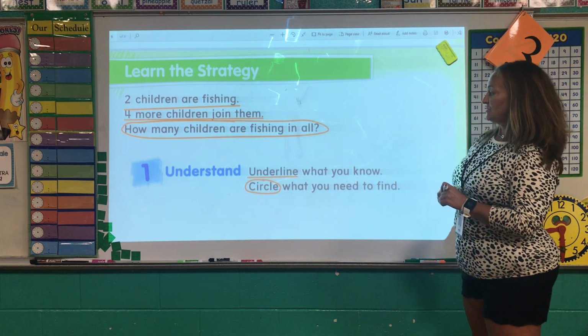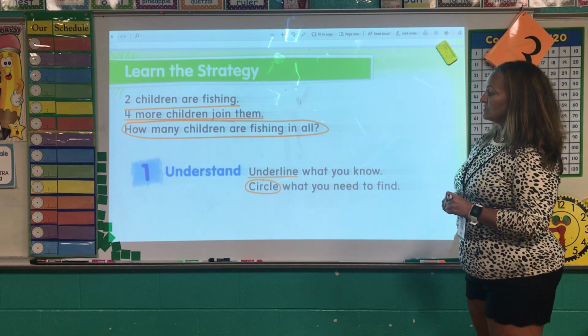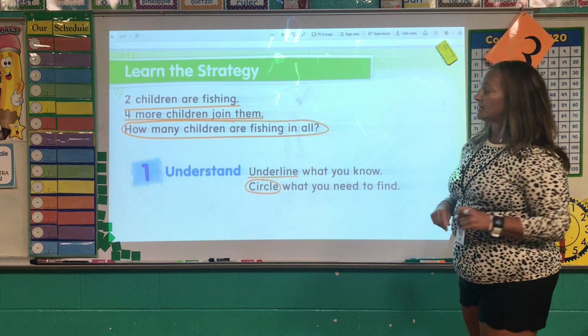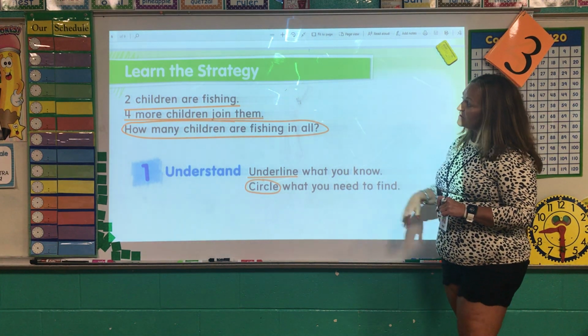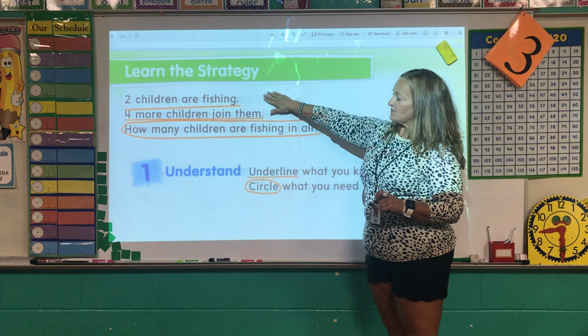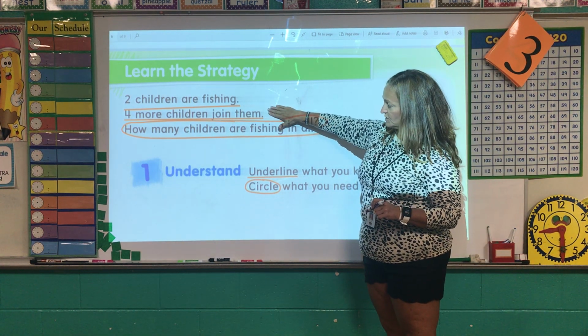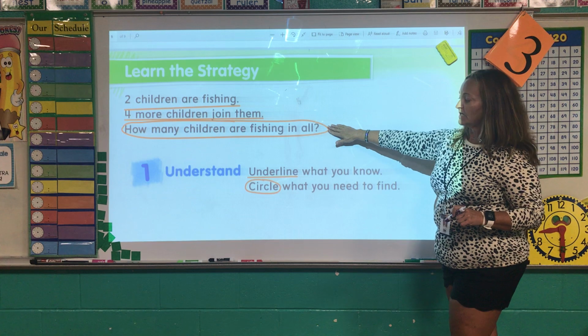So learn the strategy. When we have story problems, there are some things we need to do. The first thing we want to do is make sure that we're understanding what they're looking for. So when you read it, it says 2 children are fishing, 4 more children join them. How many children are fishing in all?